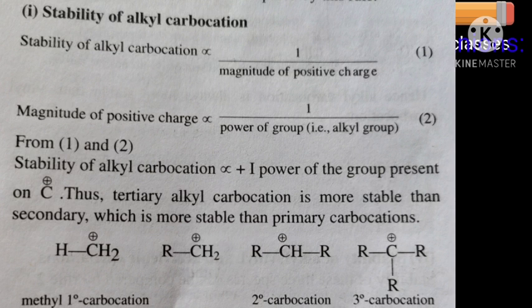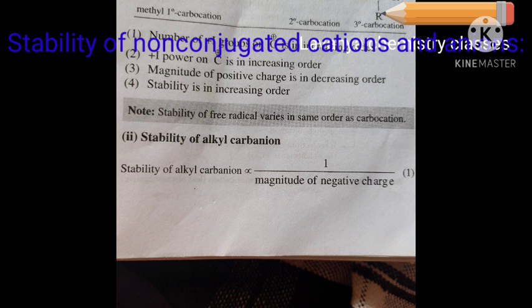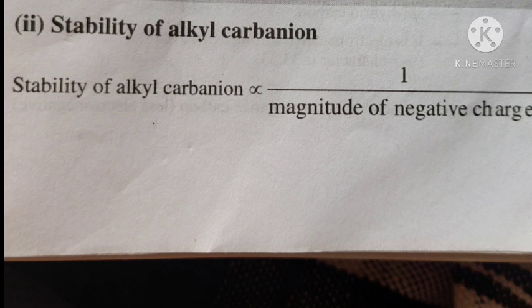So in all those cases, the number of +I groups on C+ is in increasing order, the +I power on C+ is in increasing order, and the magnitude of the positive charge is in decreasing order. So the stability is in increasing order. This is the stability of alkyl carbocations.